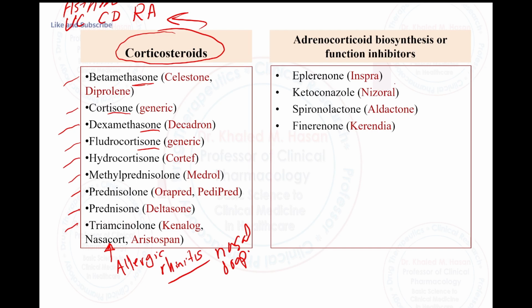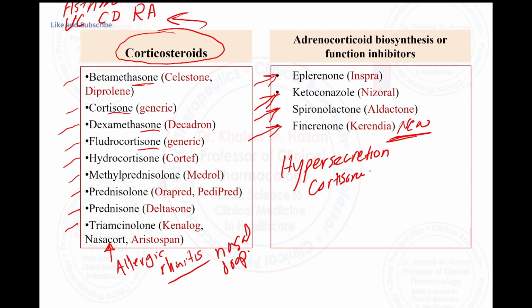The situation here when we have hypersecretion of cortisone, such as Cushing syndrome, what medication can we use? For example, we have ketoconazole. If we have hypersecretion of mineralocorticoid, we can use spironolactone. Then we have other medications. We have abiraterone. Then we have finerenone. This is a new medication introduced to the market. Okay, so we have a list of medications, and how does this medication work?